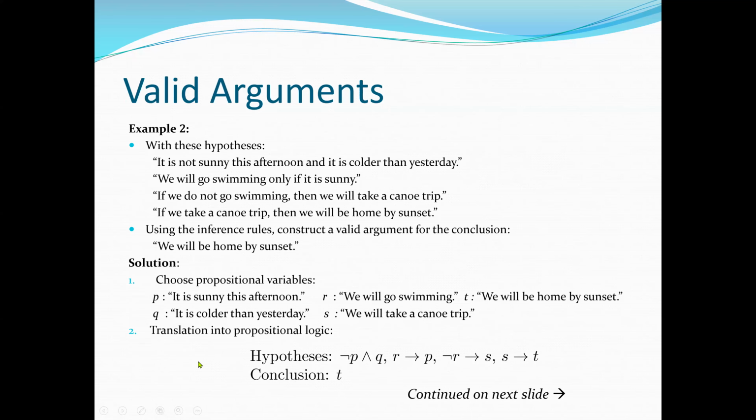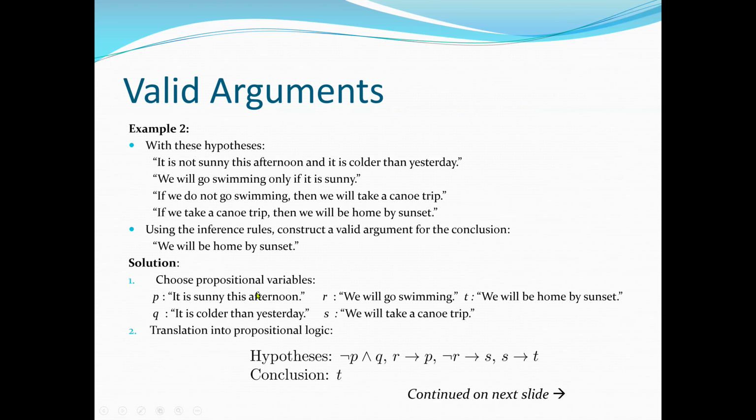This is example 2. We have a hypothesis here. So here we say with this hypothesis, it is not sunny this afternoon and it is colder than yesterday. We will go swimming only if it is sunny. If we do not go swimming, then we will take a canoe trip. If we take a canoe trip, then we will be home by sunset. Using the inference rules, we can construct a valid argument for the conclusion.